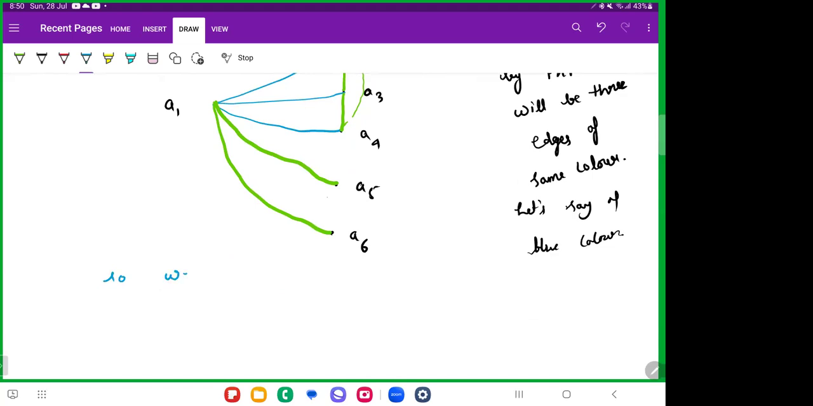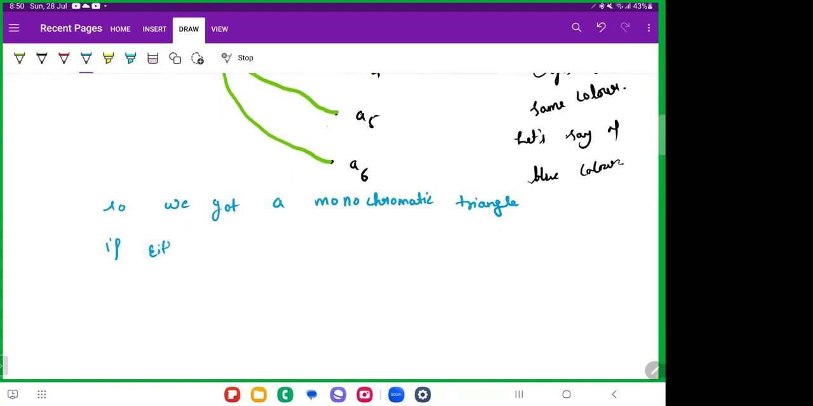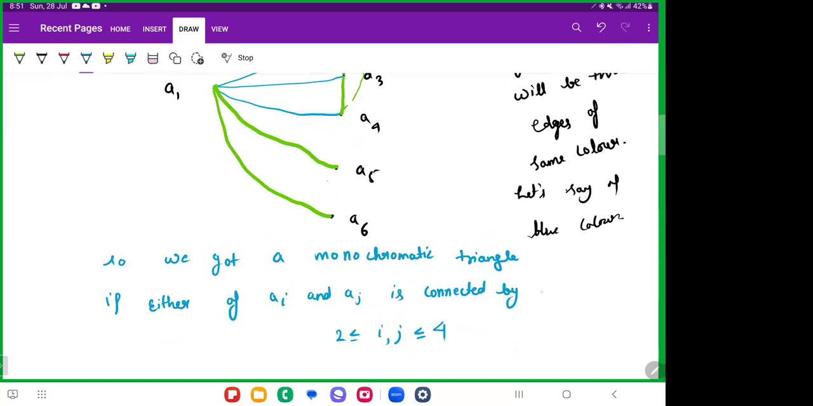So we get a monochromatic triangle if either of Ai and Aj, for 2 less than or equal to i, j less than or equal to 6, is connected by blue color.